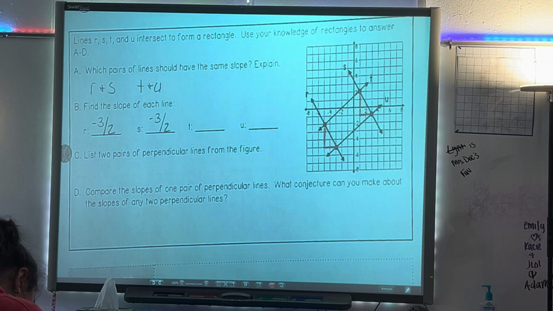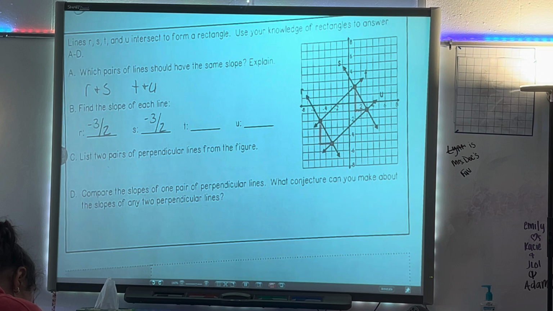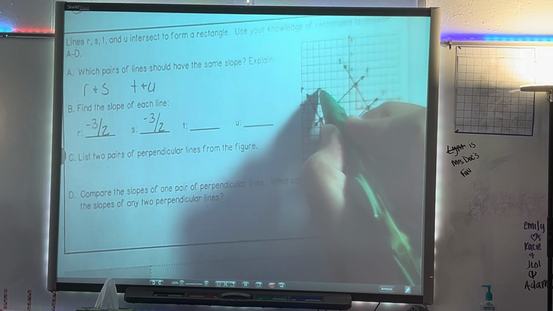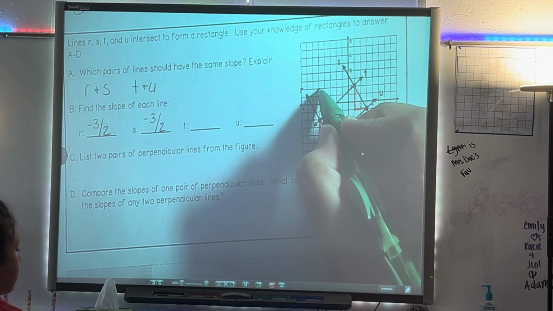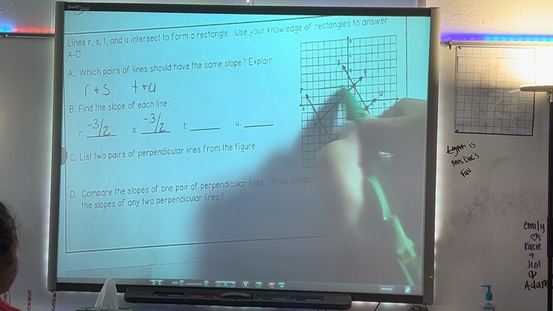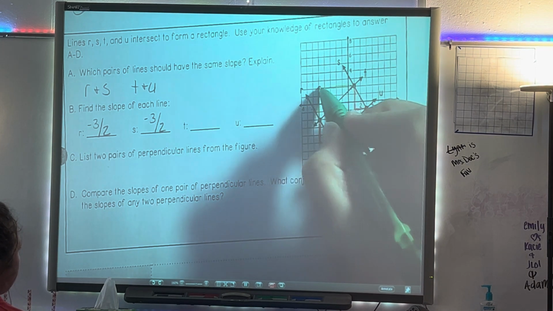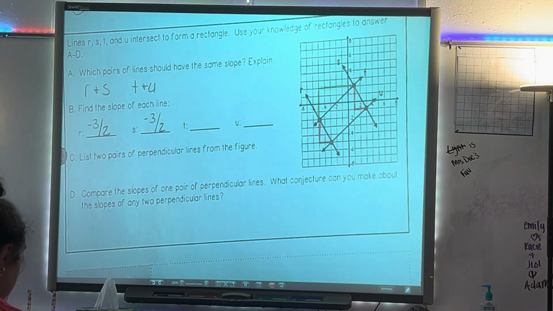Alright, so then what about finding the slope of T and U? Yeah, I'm going to do the same thing. So what point do you want to use for T? I did the point and then I'm going to do it like this. We didn't have to do it that way, but I did it this way. You can do it however you want to. It doesn't matter to me. It doesn't have to match mine.